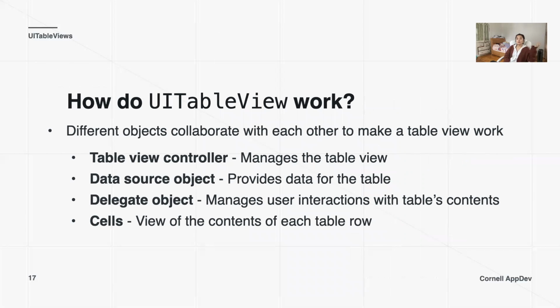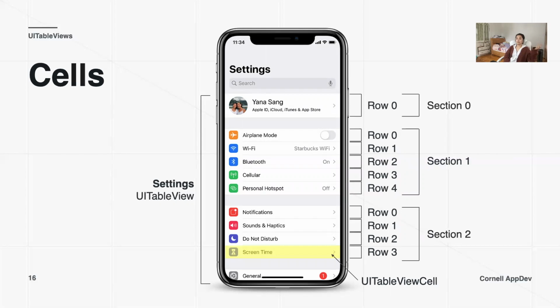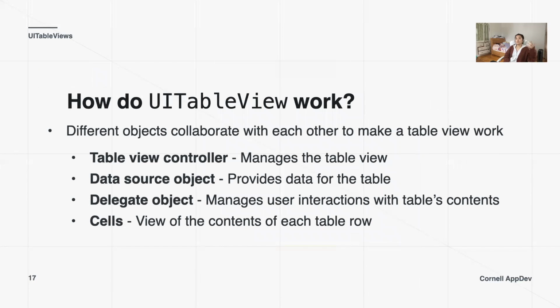So how do UITableViews work? You can see visually here that a table view looks pretty simple. It is just a table, but what actually gets this table to work? Basically, the way that UITableViews work is you have a number of different objects collaborating with each other to make sure that all of the interaction on the screen does what it is intended to do, and that all of your information is displayed correctly.